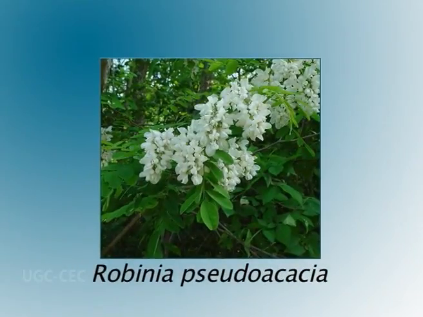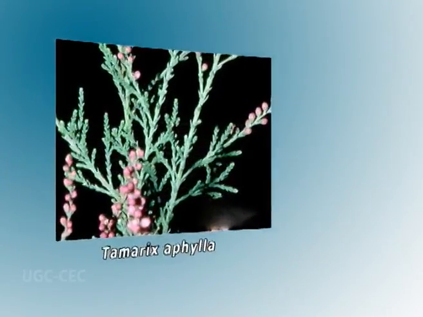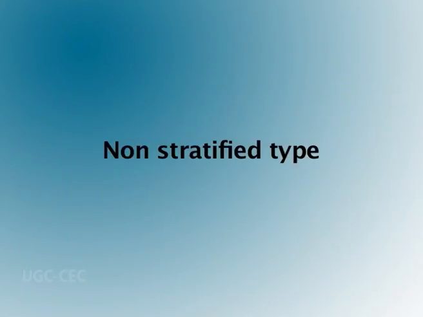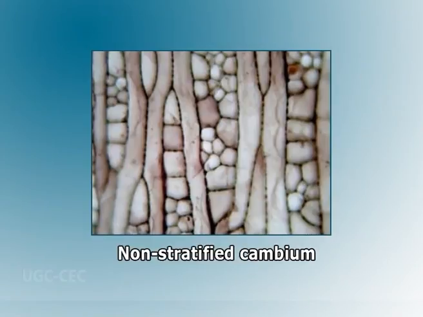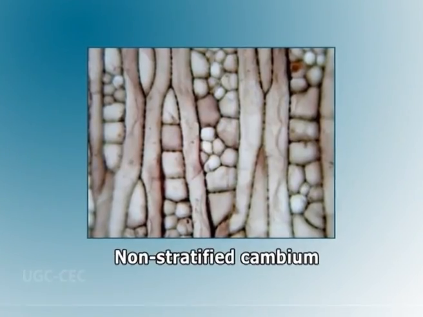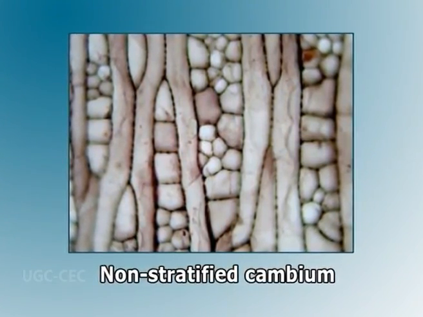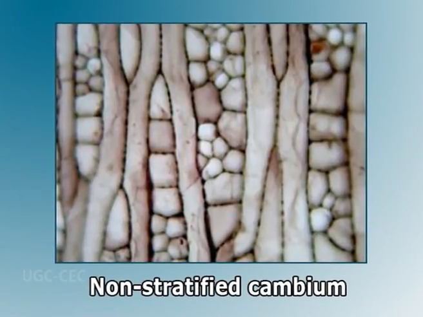For example, Robinia pseudoacacia, Dalbergia latifolia, Dalbergia sissoo, Tamarix aphylla, etc. Now, non-stratified type. In this type, the fusiform initials are not arranged in horizontal tiers and their ends overlap. This type is of general occurrence, having long fusiform initials and found in the majority of vascular plants. This type of meristem is termed non-storied or non-stratified cambium.